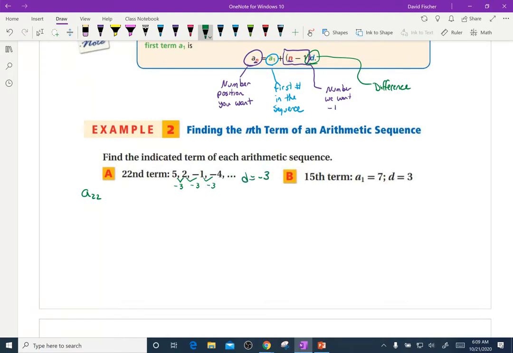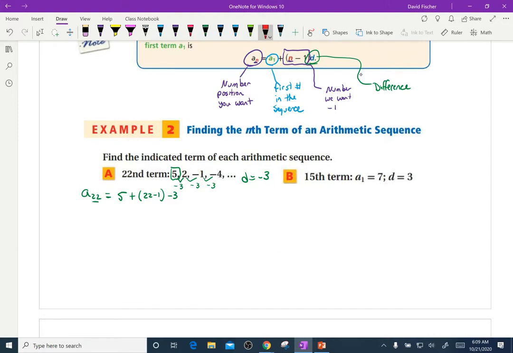We have to know that, and we have to know the first term. So let's denote it there. D equals negative 3. Now let's go up to our formula here. I have a sub 22, because that's the number I want, equals the first number in my sequence, which is right here, 5, plus the number I want, which is 22, minus 1 times my difference. Now I've done everything and put it in the right place.